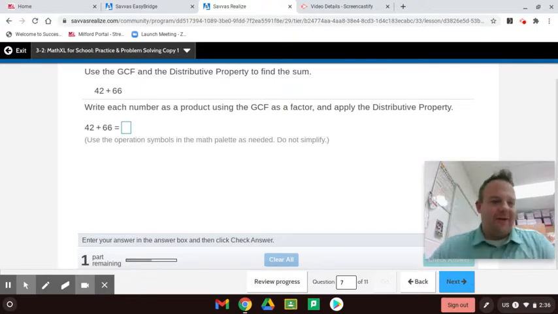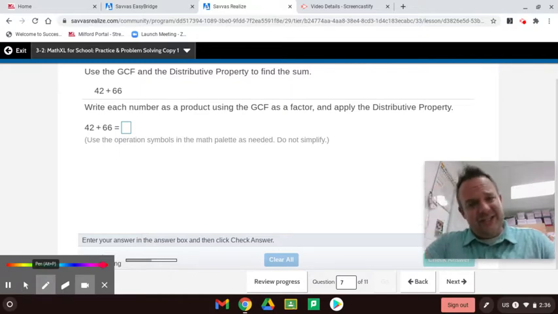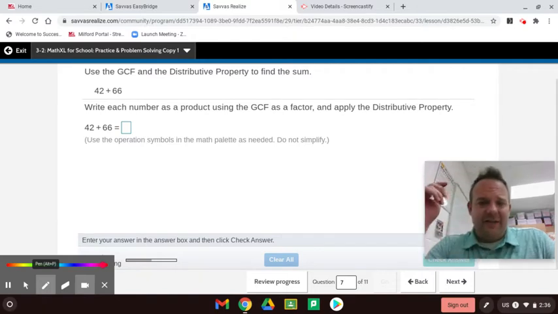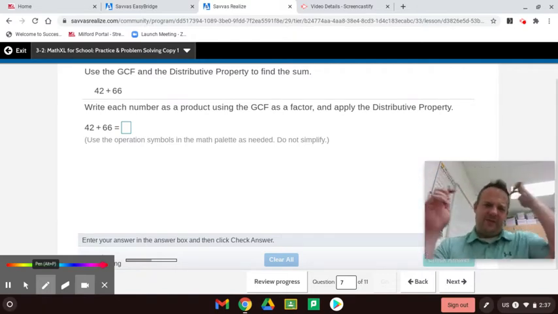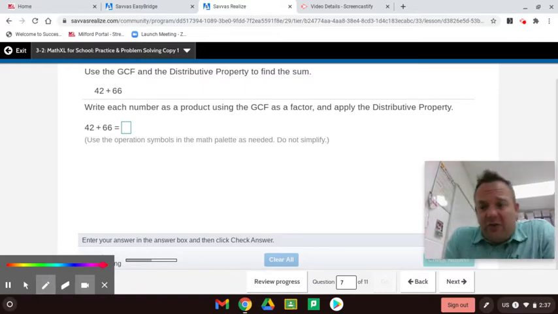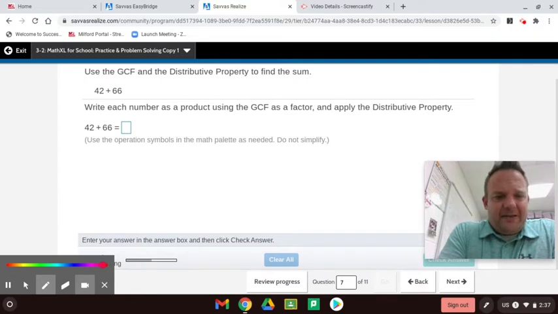You probably came here for me to show you this. This is important because in Digits, which preceded Envision for Pearson Realize, they did the distributive property before we taught GCF and LCM. Actually, we did it all on the same topic, but here they're assuming you know the distributive property, which if you're following this Digits curriculum or this Envision curriculum, we haven't learned it yet. So what's the greatest common factor of 42 and 66?